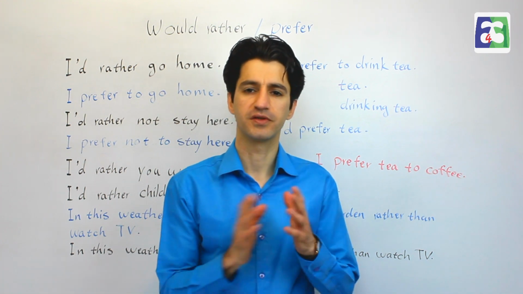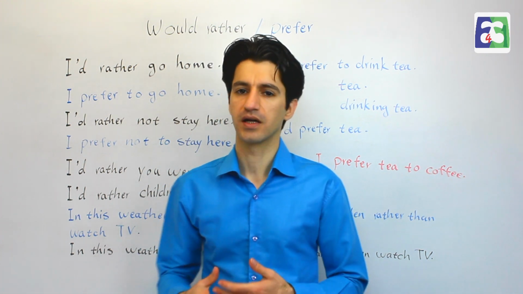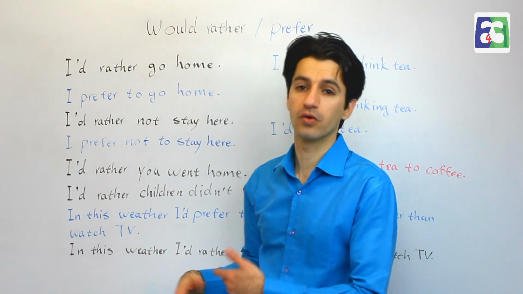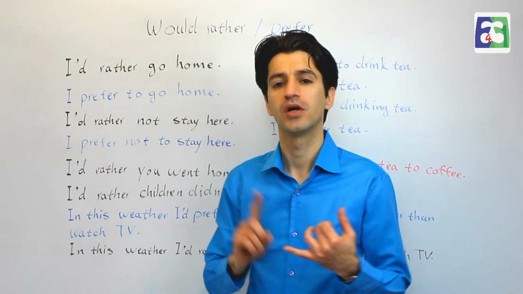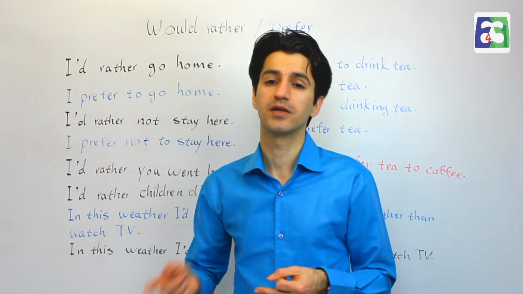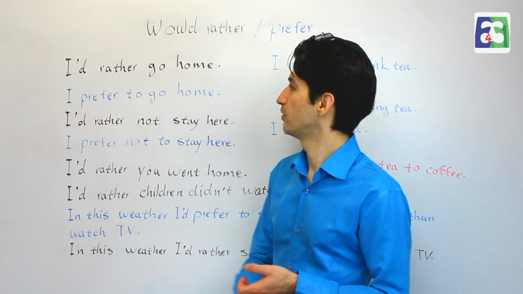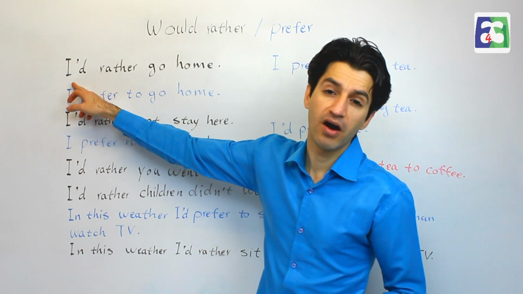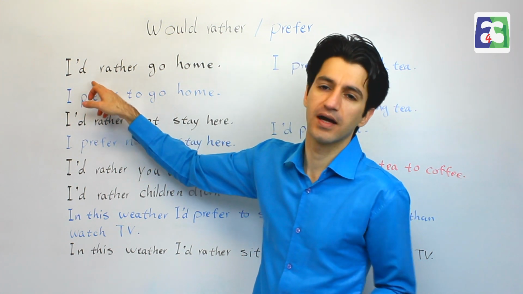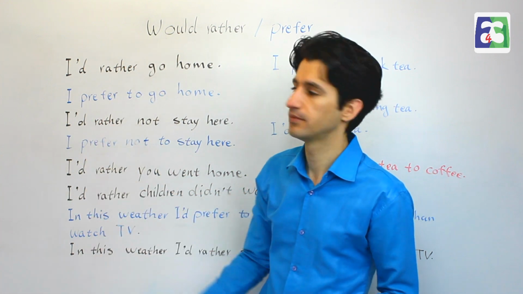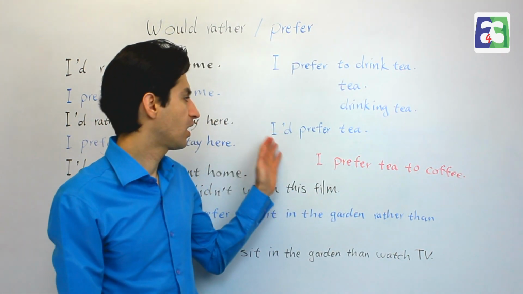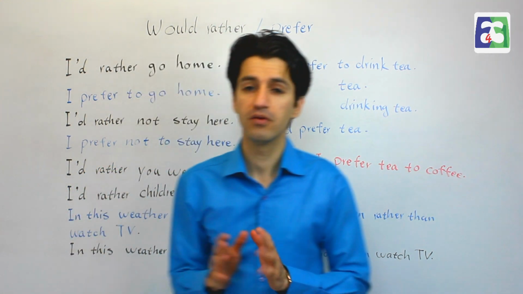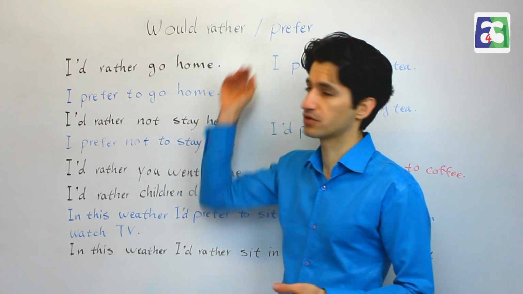Okay, when we prefer something to something else, we say I'd rather, or I prefer, or I would prefer. So I'm going to talk about would rather, prefer, and would prefer. And as you know, if I say I'd rather, this is the short form of I would rather, or I'd prefer, which is I would prefer. So that is clear. Okay, now what is the difference between the two?